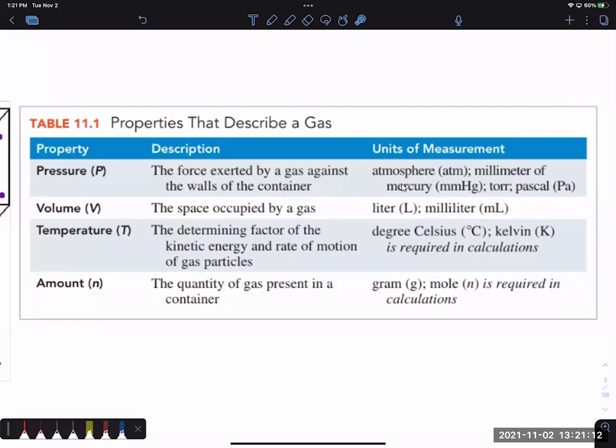The volume is the space occupied by the gas. Usually we're going to talk about that in terms of a cylinder or a balloon, right? That we have a sort of fixed or set volume. That's going to be in liters or milliliters. Hopefully we'll talk more about these. So atmospheres, millimeters of mercury. Actually, there's a slide on that. Torr and Pascal for pressure.